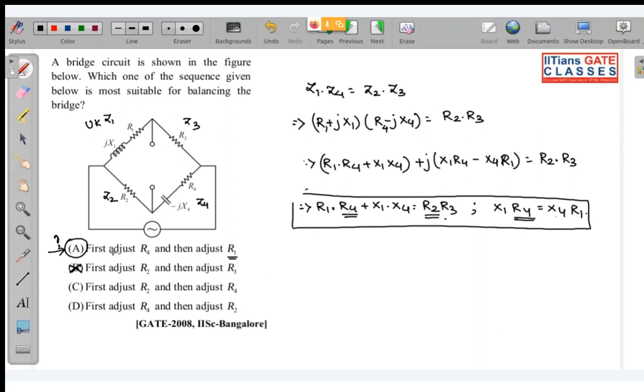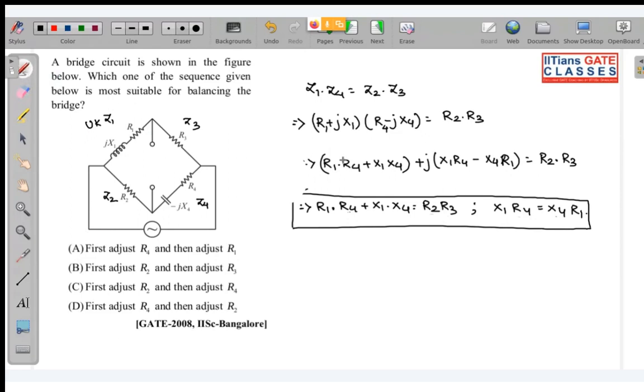Okay, so first adjust R4. Okay, so now we can do it. So we cannot solve this question like this. See, once again, let us start. So we got all these cases. Okay, we got all these cases.